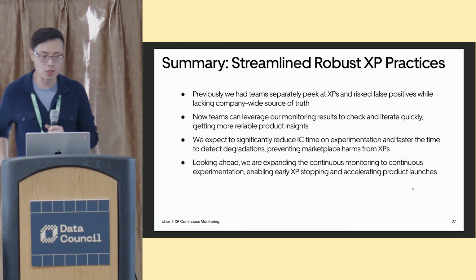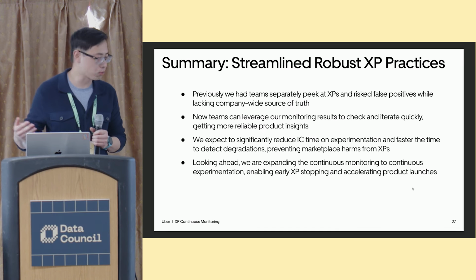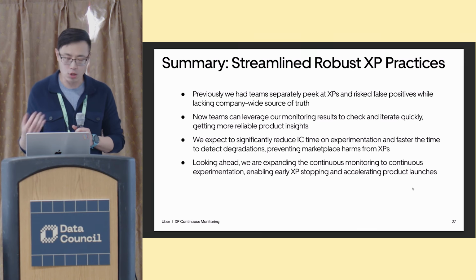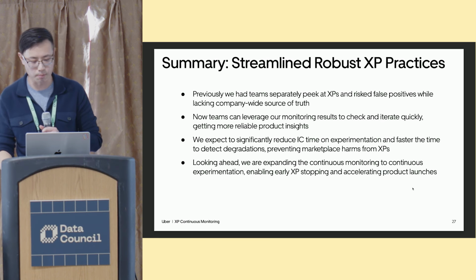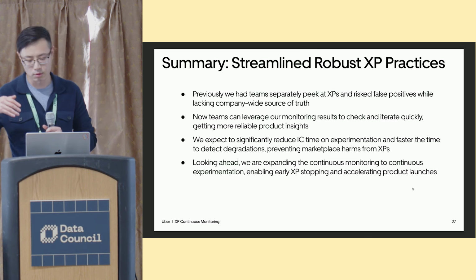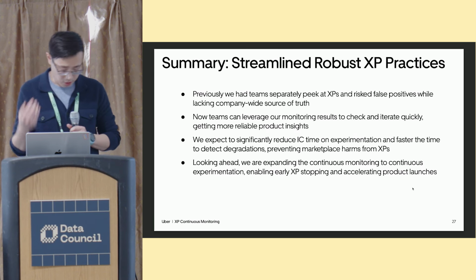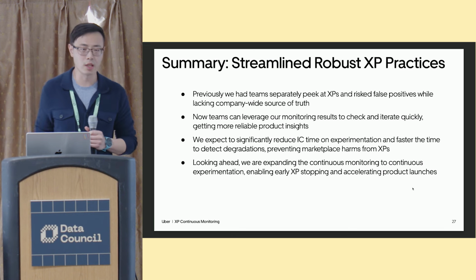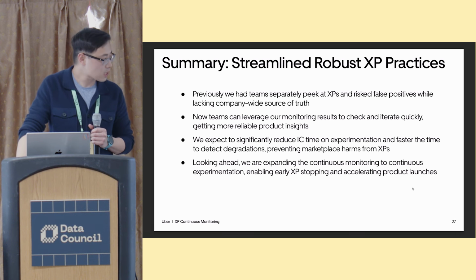Yeah, so this is pretty much what I want to share today. To wrap everything up, previously we had teams separately run their own checks, inflating a lot of false positives, and also lacking a shared source of truth across the company. Now, with our XP monitoring system, teams can just leverage more reliable insights, so they can check their experiment whenever they want and iterate quickly. We significantly reduced the on-call time on experimentation every month, and more importantly, we're going to stop the harmful XP rollout much earlier. What's next for us?